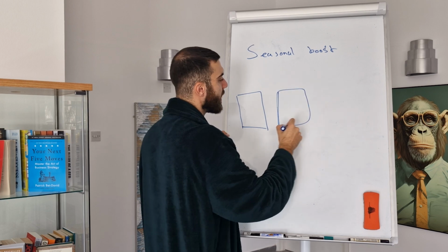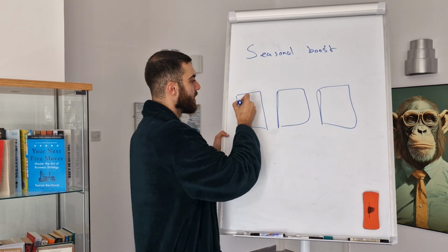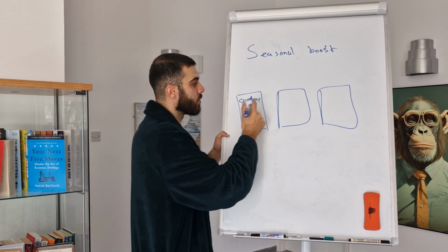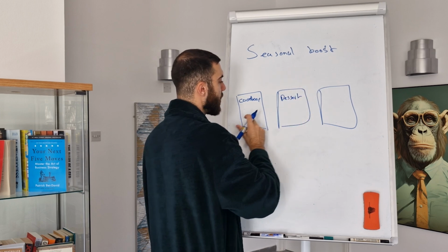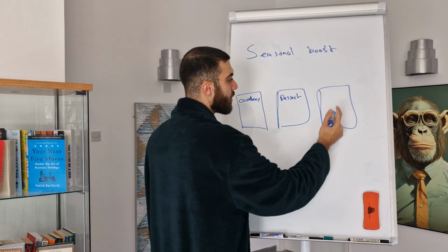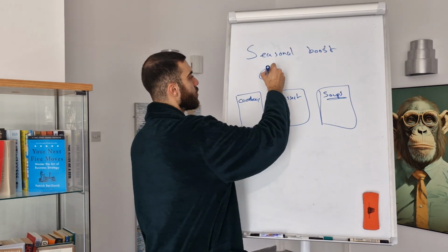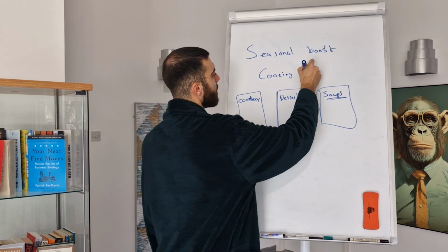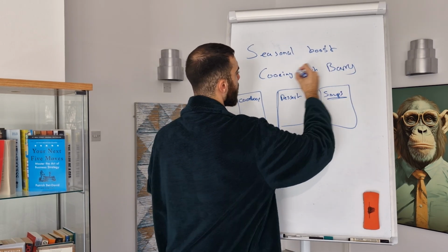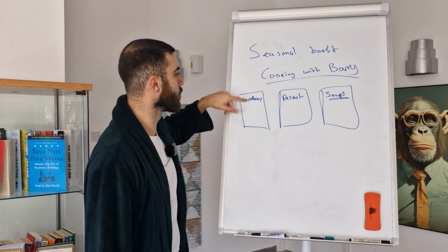Now, let's say we have a cooking brand. Let's say this book is a cookbook. This is showing off food. Then this is showing off desserts. So now we have a 2-book brand. And then the third one, maybe it's just soups, exclusively soups. And this is called Cooking with Barry. That's my brand. That's my cookbook brand. So I built a cookbook brand and it's called Cooking with Barry.